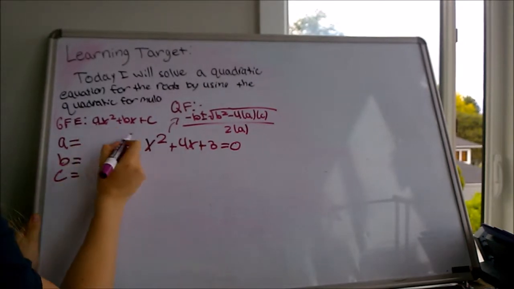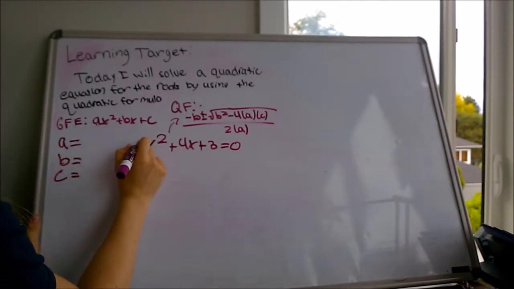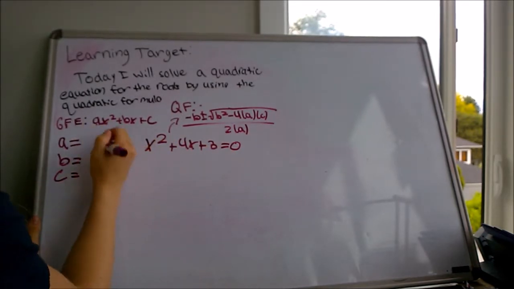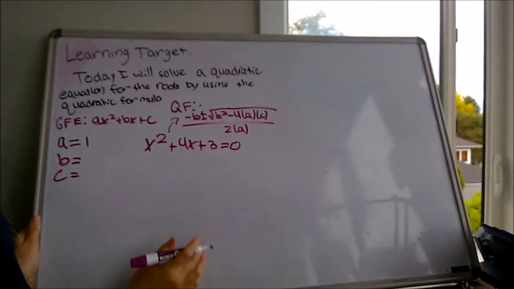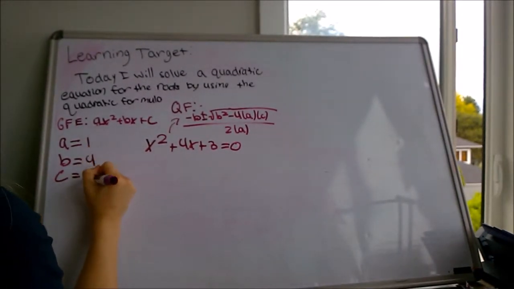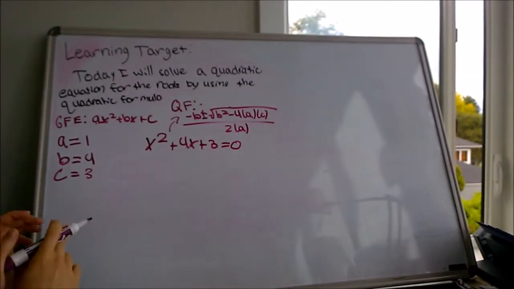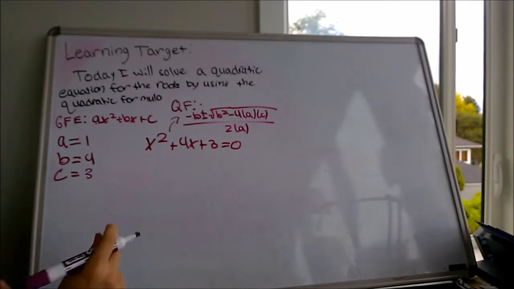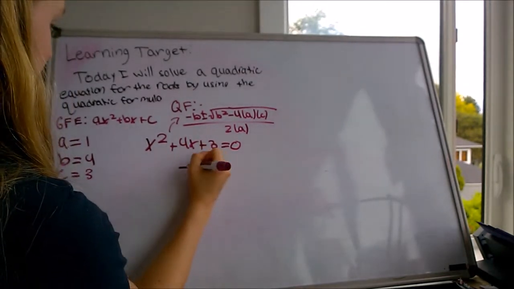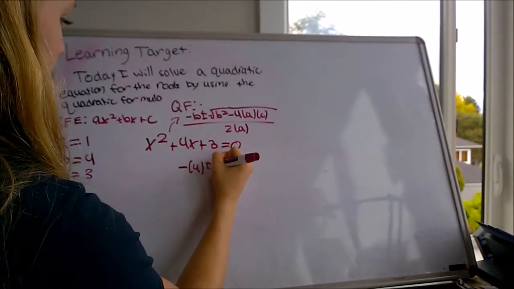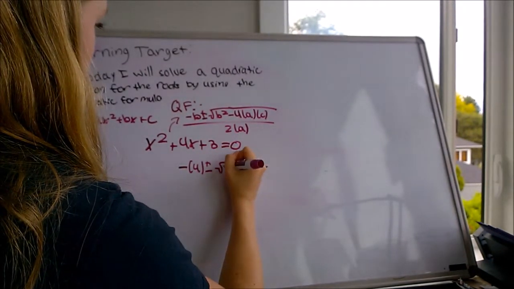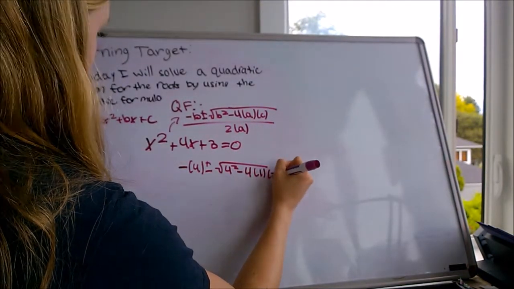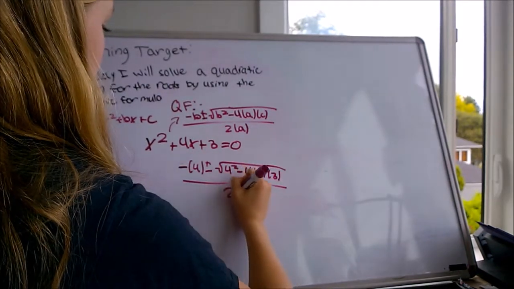So to do that, we need to look back at this. This is a, this is b, and this is c. Knowing that, you can find that the a value is 1, the b value is 4, and the c value is 3. Now that we have those, we can enter these into the quadratic formula. So what that will look like is negative 4 plus or minus the square root of 4 squared minus 4 times 1 times 3, all over 2 times 1.